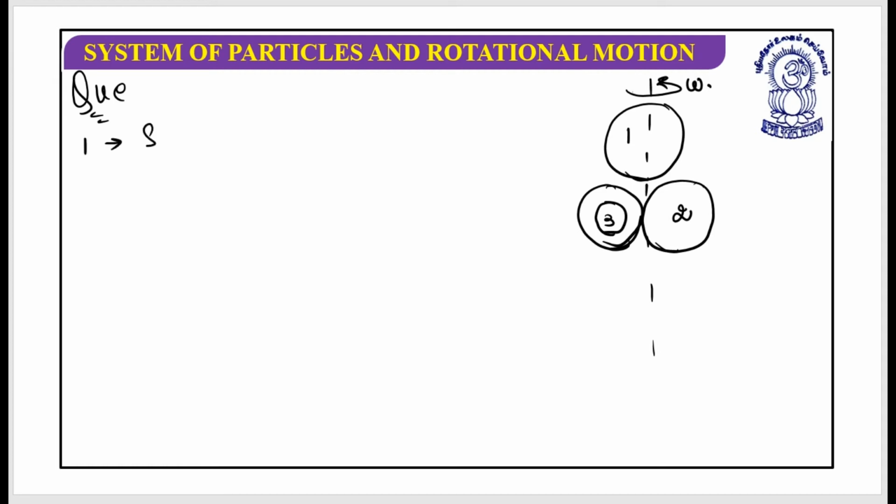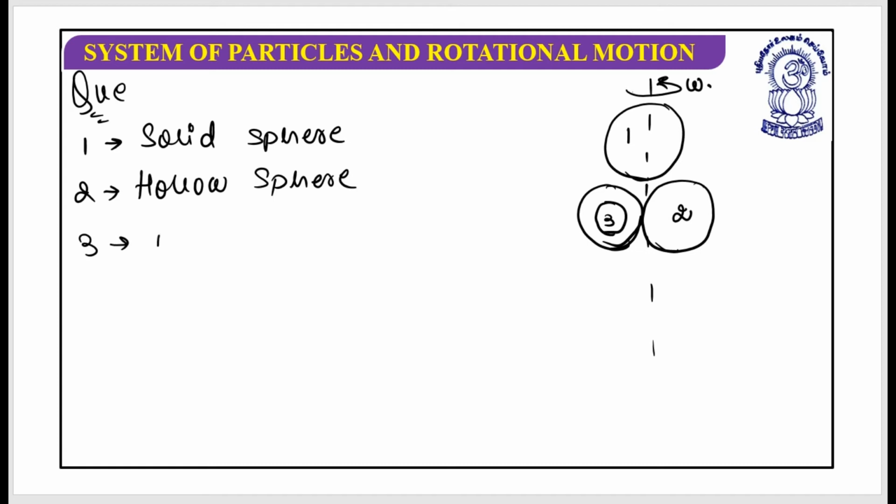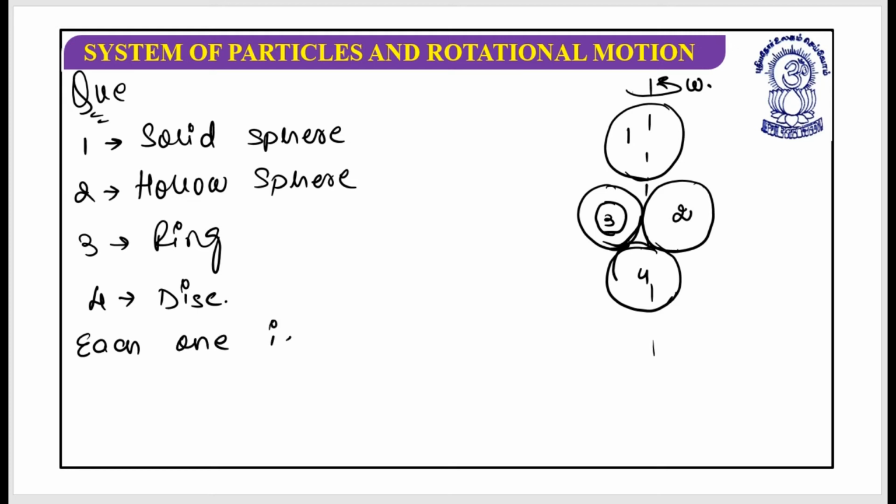The first object is a solid sphere. The second object is a hollow sphere. The third object is a ring. Shall I draw the ring as well, or shall I draw the disk as well? Let's have a look. This is the fourth object, and the fourth object is a disk. Each one is of the same mass m.